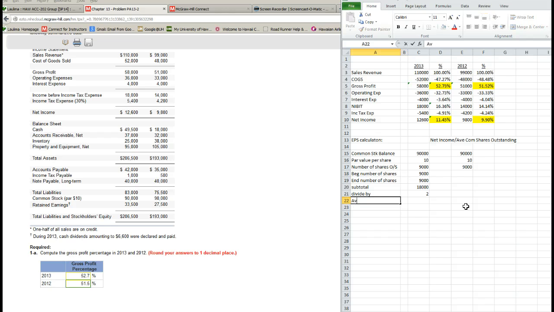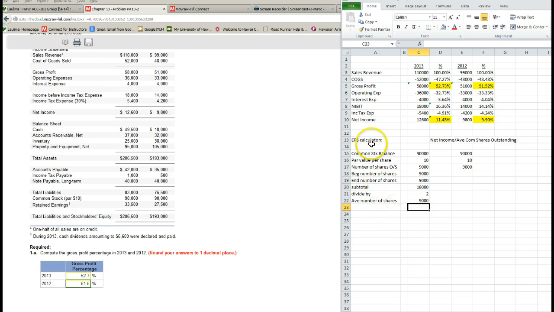And as you might be able to tell, since we had 9,000 at the beginning and 9,000 at the ending, our average is going to be 9,000. And that calculation is to take that subtotal and divide it by 2, and it gives us 9,000 shares, which is our average number of shares outstanding.